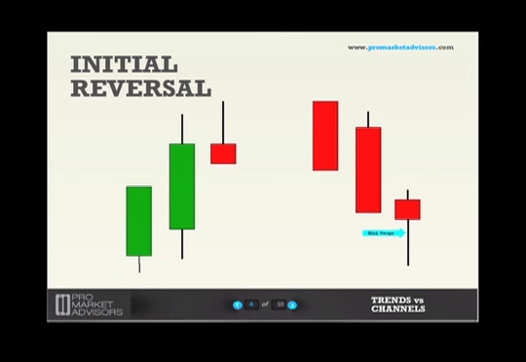So the shooting star occurs at a resistance. The hammer occurs at a support. Notice how these two are essentially the same candle. The only difference is the orientation, that is, which direction the long shadow points, and whether it occurs at the top of an uptrend or the bottom of a downtrend. But if that were a Lego piece, it would be the same Lego piece, just a matter of where you place it and how you position it. So this falls under the category of initial reversal, but they still require confirmation.